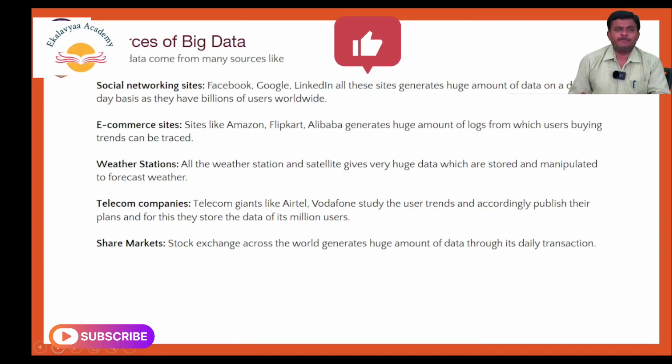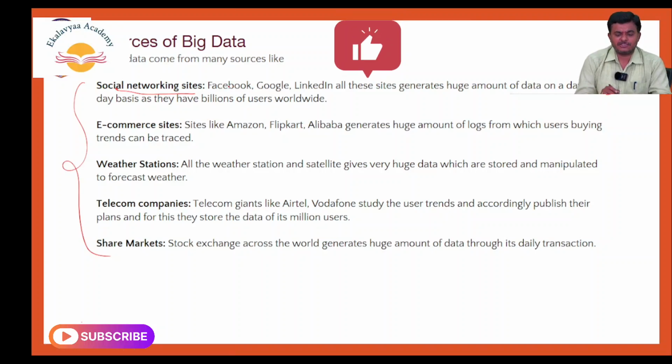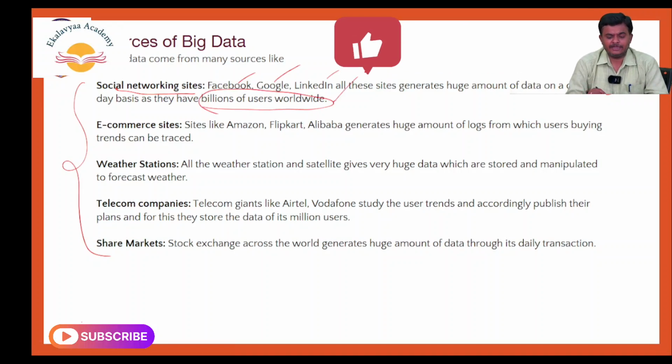Next, sources of big data. As we have seen earlier, these are some descriptions of where we're getting the data from. Social networking sites, simply called SNS, comprise Facebook, Google, LinkedIn. These are some top social networking sites which generate a huge amount of data on a day-to-day basis, as they have billions of users worldwide. So daily they keep generating large volumes of data, like Facebook, Google, and LinkedIn.